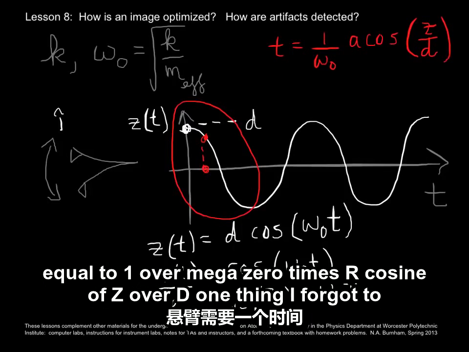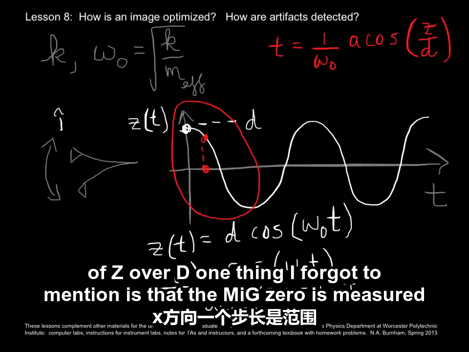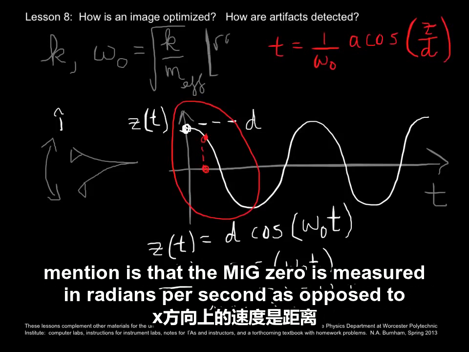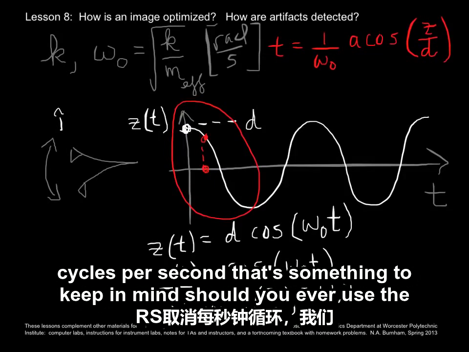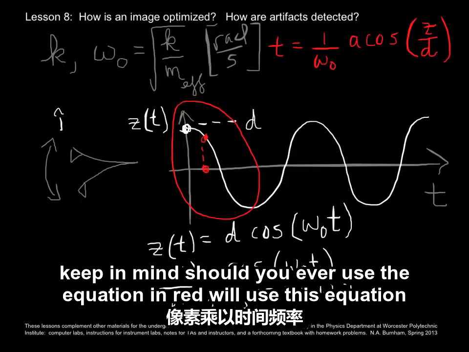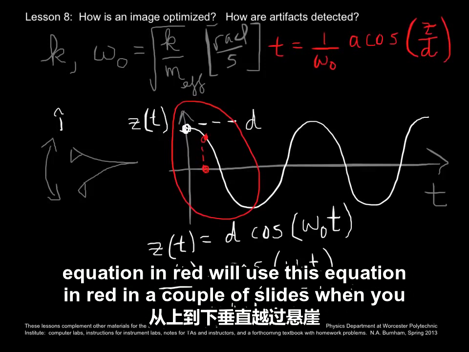One thing I forgot to mention is that omega 0 is measured in radians per second as opposed to cycles per second. That's something to keep in mind should you ever use the equation in red. We'll use this equation in red in a couple of slides.